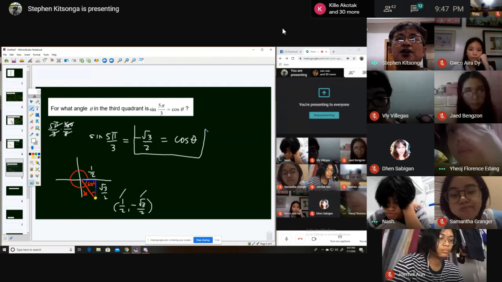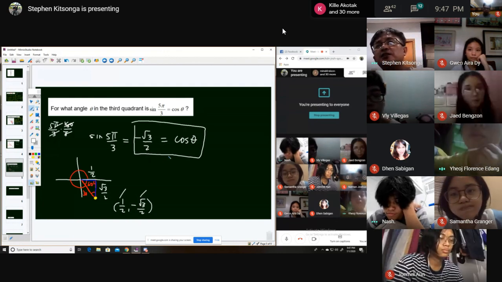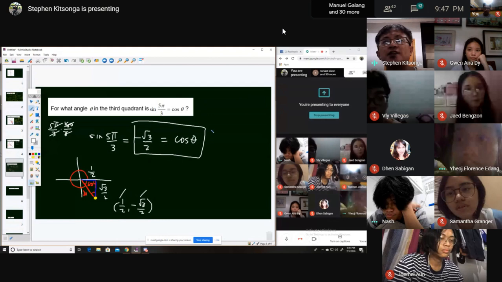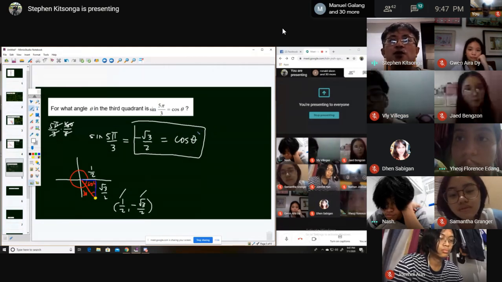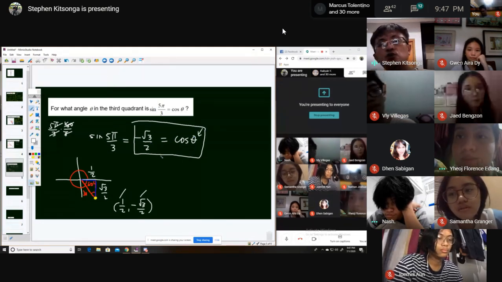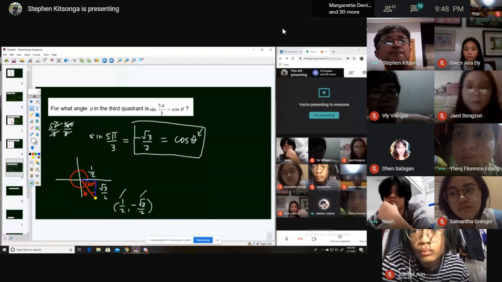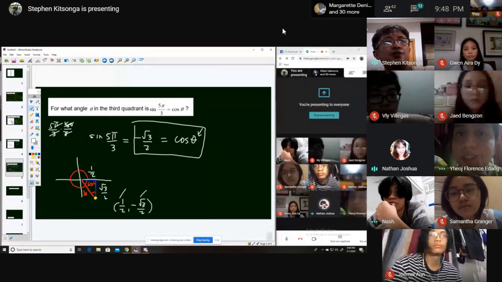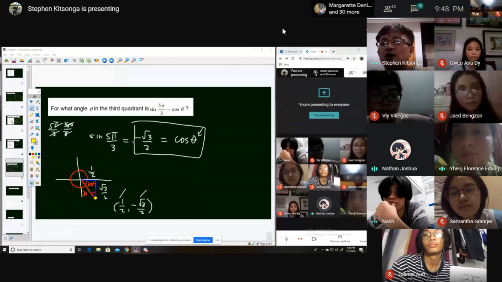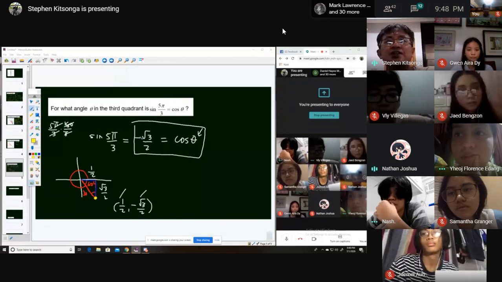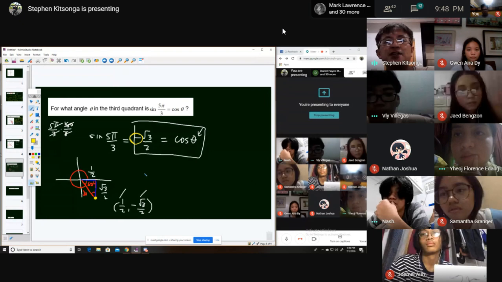So this is now your equation. Right? Now, you focus on this. What angle theta will give you a cosine of negative square root of 3 over 2? First, theta. You look at the signs first. Where is cosine negative? Quadrant 2 and 3, right? Quadrant 3.